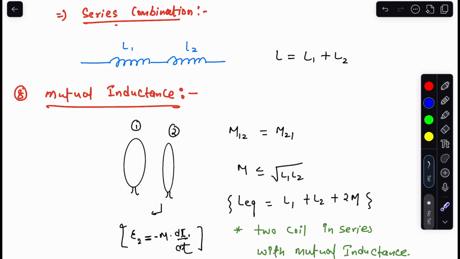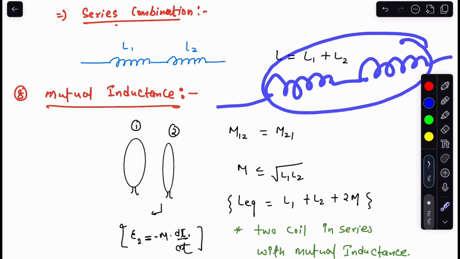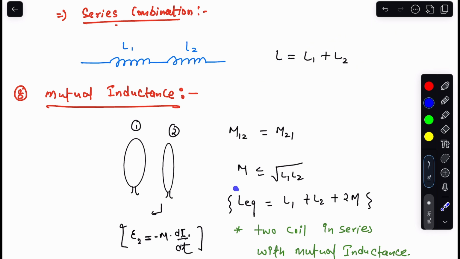And when you keep these two inductors coaxially to each other in series combination, and you also consider the mutual inductance, then the total inductance of the circuit is L1 plus L2 plus 2M.